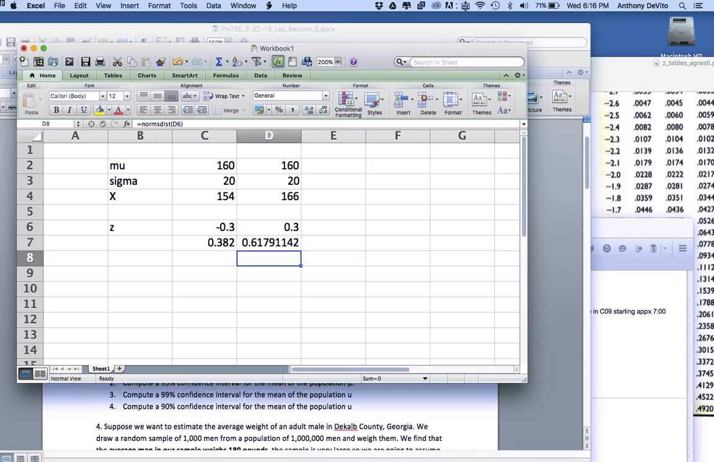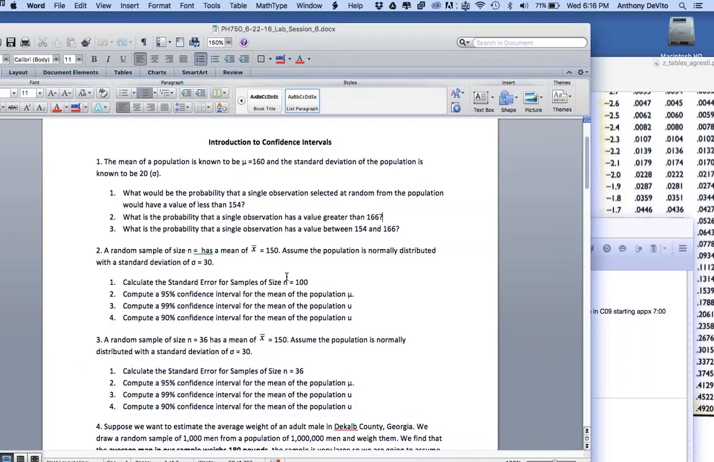All it asks for is a Z-score, and you hit enter, and the area is 0.618 approximately, right? So that's the area to the left of this. That's the percentage, the probability that a randomly selected person would have a value below 166.